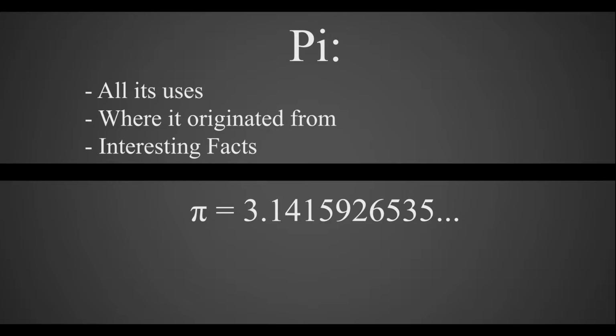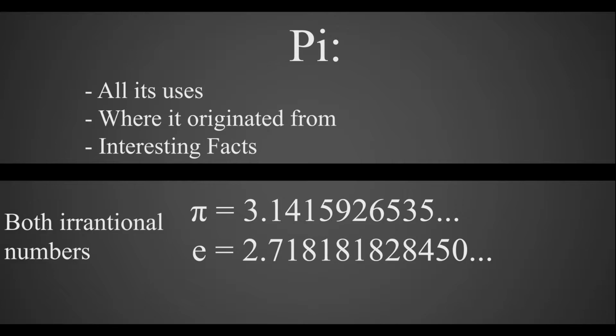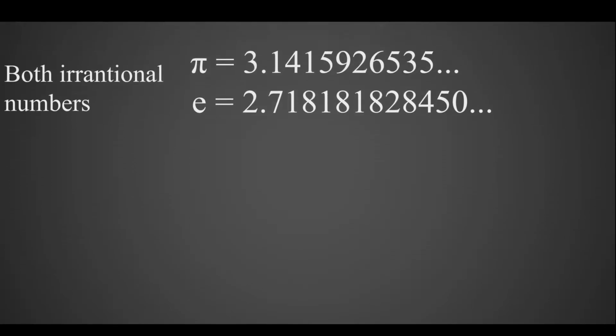Then, we have e as well. It's similar to pi, as in it is an irrational number. So e goes something like 2.71828, and then 1828445, and so on. Now, let's think of this.